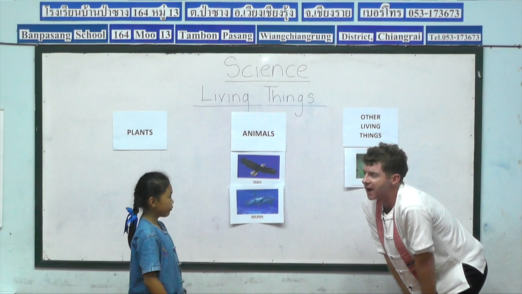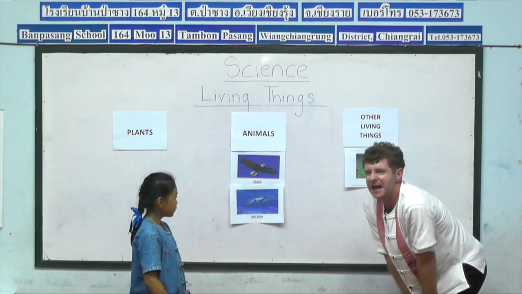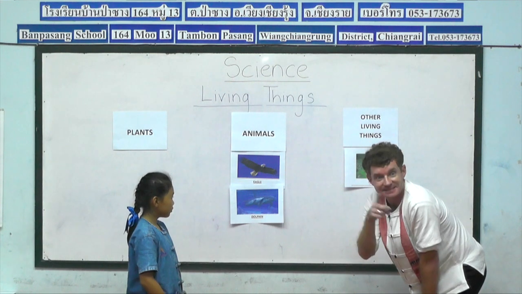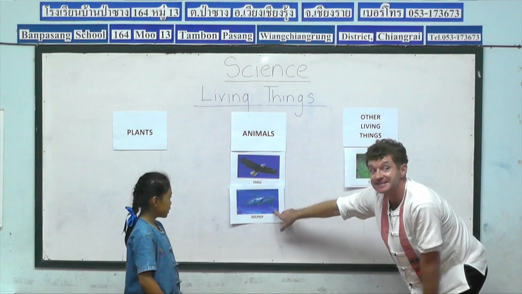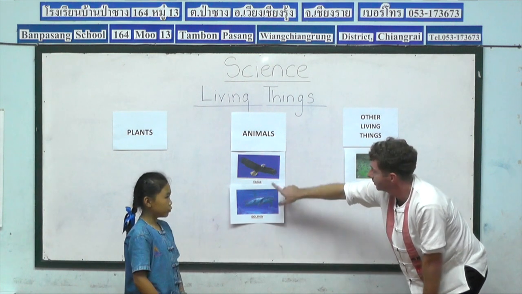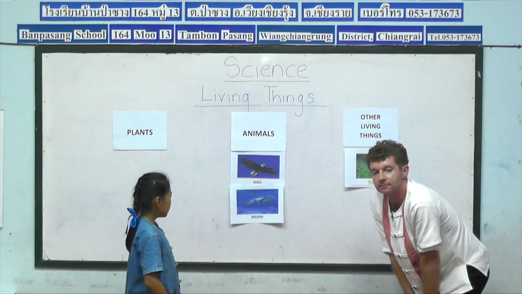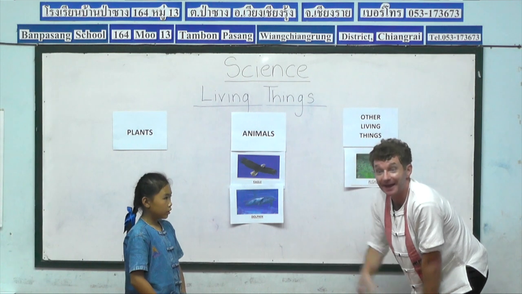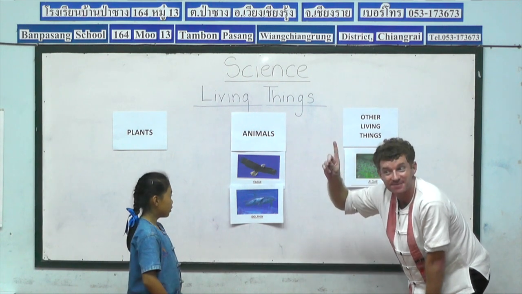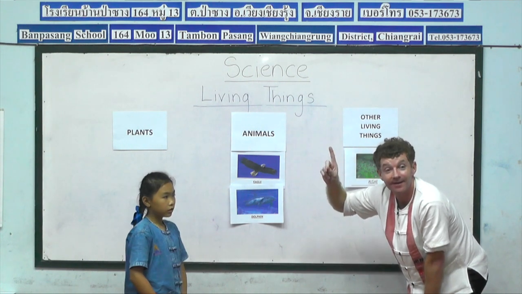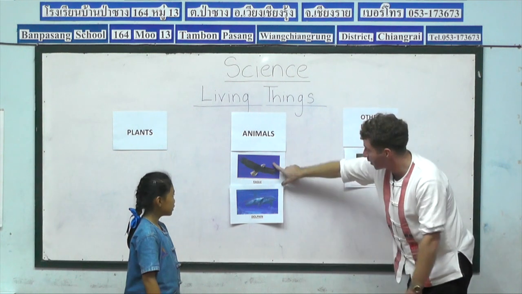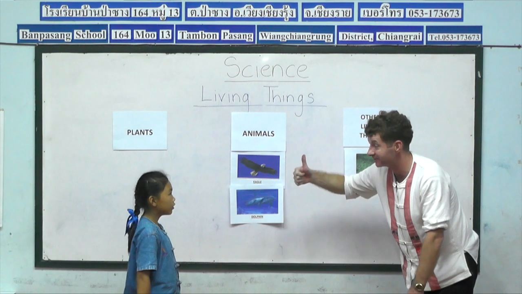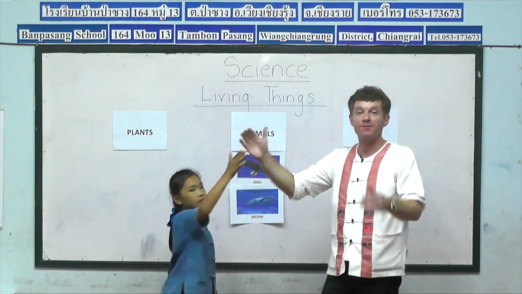But what type of animal is a dolphin? Is it a land animal? No. Where does it live? Sea. Sea. So it's a sea animal. What type of animal is an eagle? Land? No. Air animal? What do we call air animals? Birds. Birds, yes. Birds, sea animal. Nadia, excellent. High five, big round of applause for Nadia.